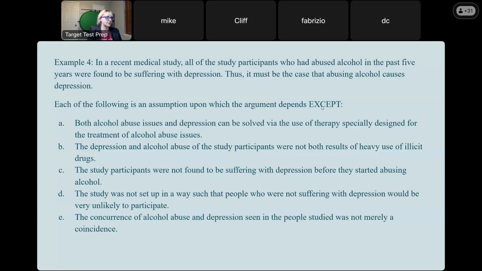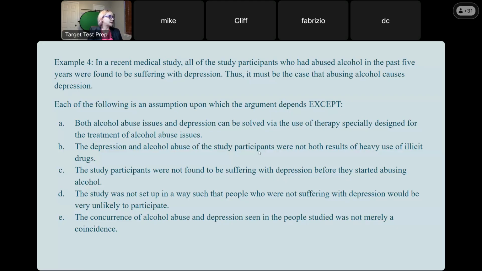So, if you pay attention to this, it is in all caps for a reason. But if you read through all the answers, I think you would notice pretty quickly that there's several assumptions it relies on. So, A, both alcohol abuse issues and depression can be solved via the use of therapy specially designed for the treatment of alcohol abuse issues. This is not something that the conclusion relies on because we are not really to this point in the process, right? They're just talking about how abusing alcohol causes depression. We're not here for solutions. We are just trying to justify this cause and effect claim.